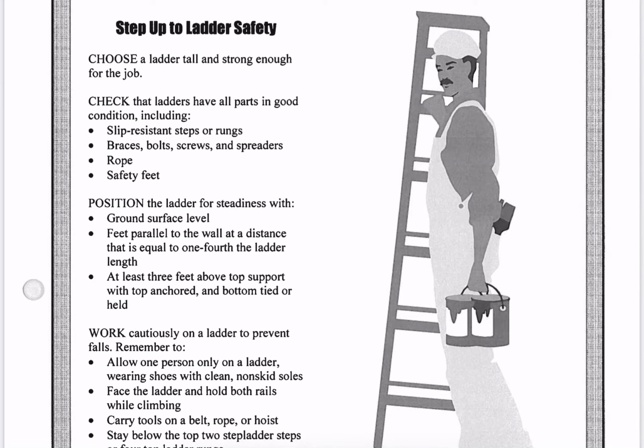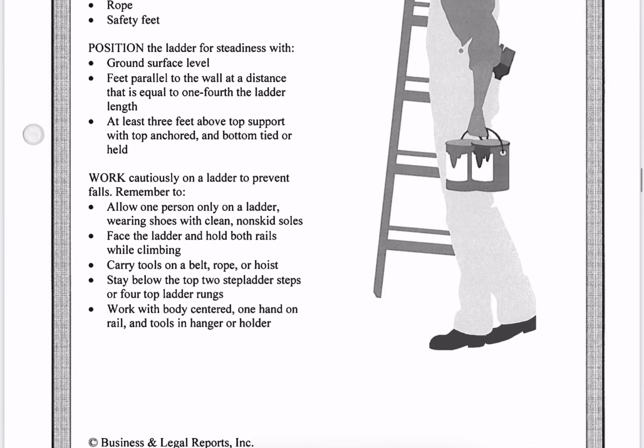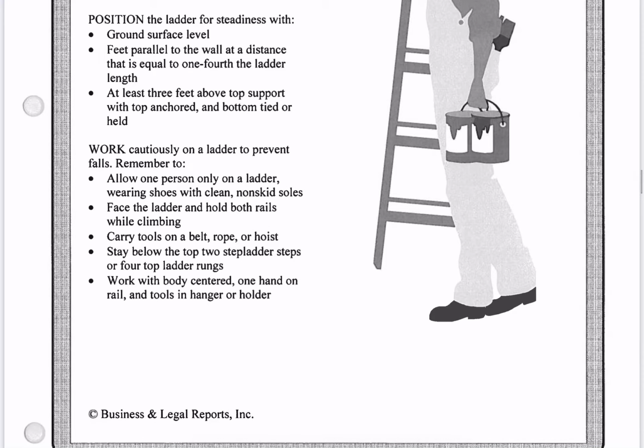Check that ladders have all parts in good condition, including slip-resistant steps or rungs, braces, bolts, screws, and spreaders, rope, and safety feet. Position the ladder for steadiness with ground surface level, feet parallel to the wall at a distance that is equal to 1/4 the ladder length, at least 3 feet above top support, with top anchored and bottom tied or held. Work cautiously on a ladder to prevent falls.